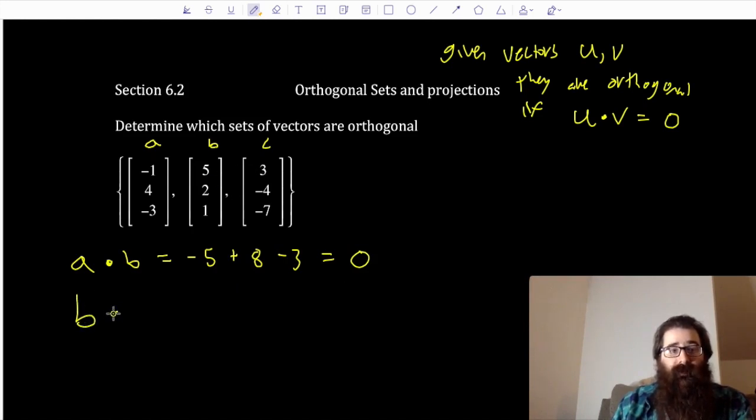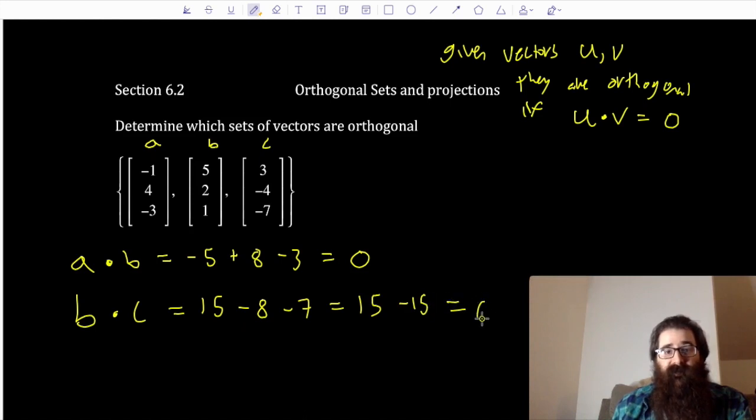Then I can take a look at B and C together. So we can do B dot C. First components, 5 times 3 gives me 15. 2 times -4 gives me -8. And 1 times -7 gives me -7. So I have 15, and then -8 minus 7 gives me -15. 15 and -15 give me 0. So it's looking pretty good, right? We saw A and B were orthogonal, and B and C were orthogonal.